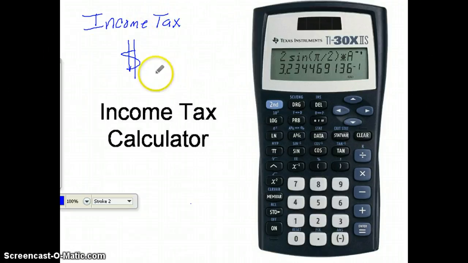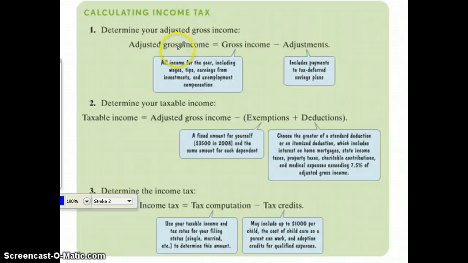and do a problem. Let me go to my next page. I forget how to find the next page. Here we go. This is what you need to know. There are 3 steps. Here's the first step. Got to determine your adjusted gross income. I call that AGI.